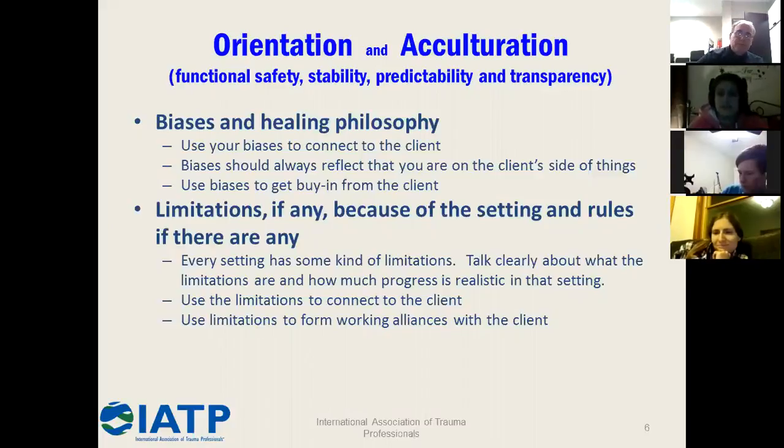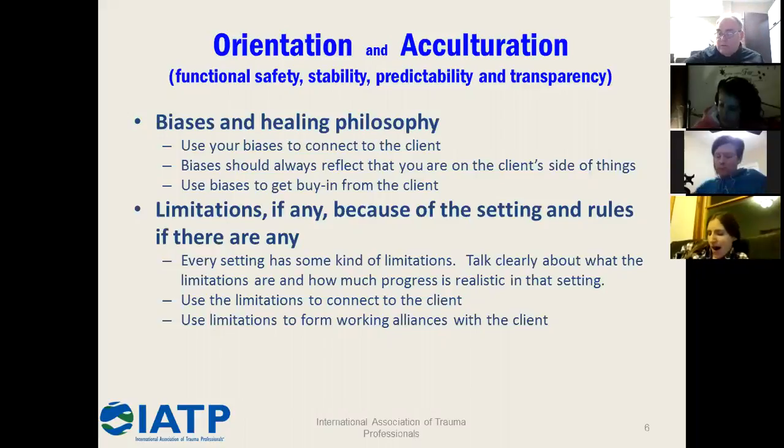Yes. All right. So are there limitations in your settings? If there are any, you need to discuss what they are. Every setting has some limitations. You want to talk about what the limitations are clearly. You want to talk about what's realistic to accomplish in your setting. And you want to use the limitations to connect with your client. A lot of times we talk about limitations and we actually build barriers to treatment. What you want to do is use the limitation. So let's say you're in a place where you only have 10 sessions.